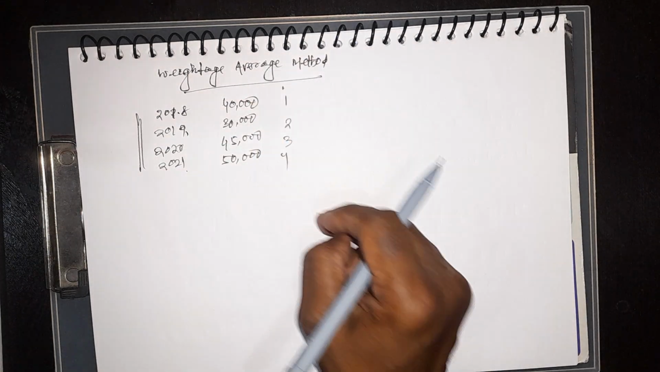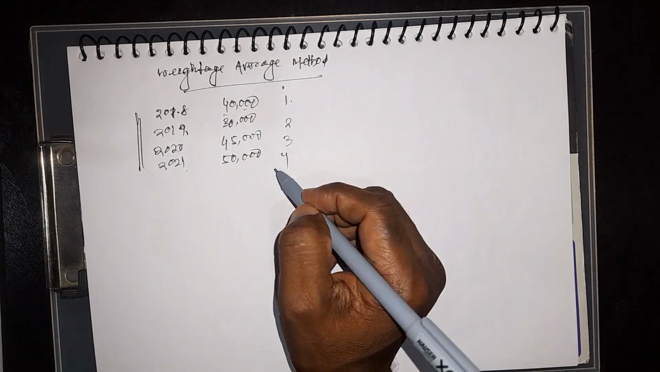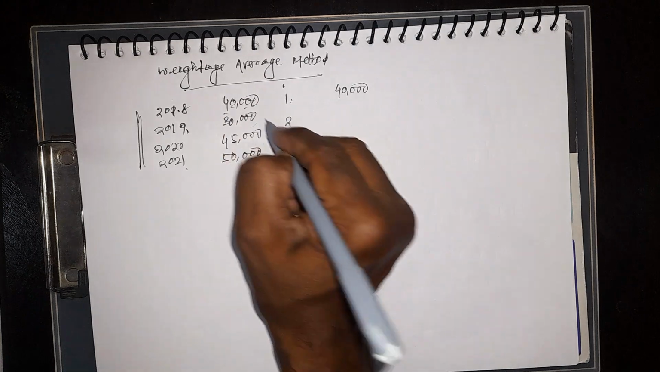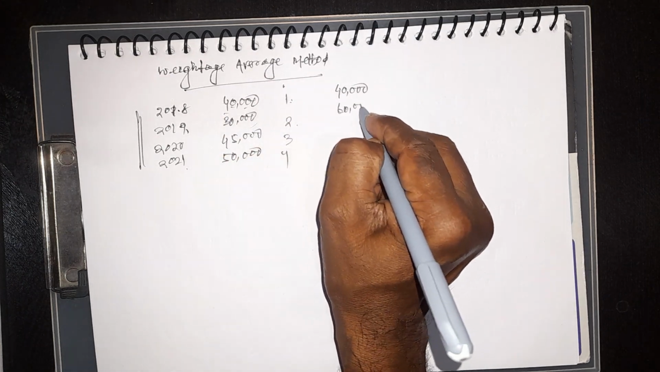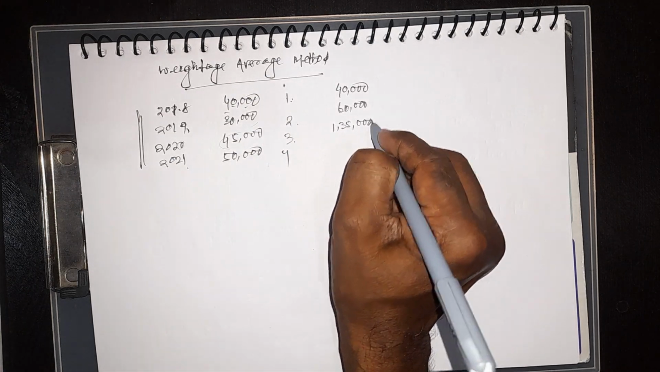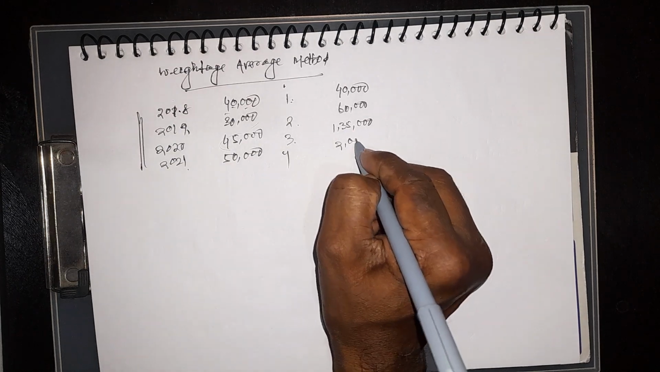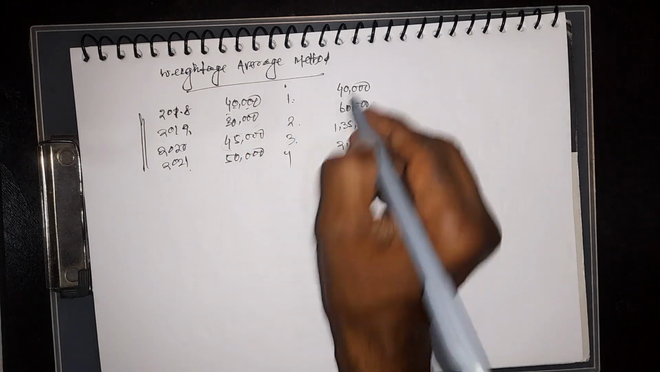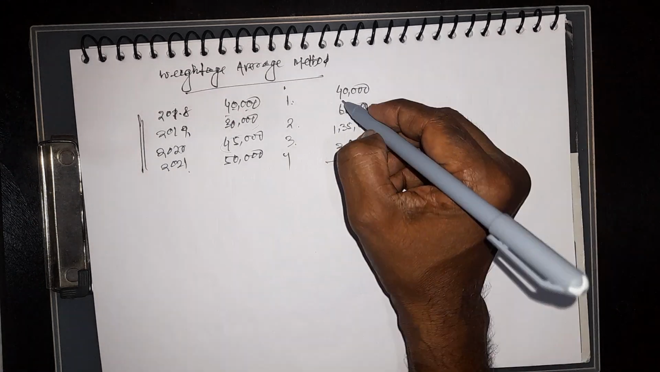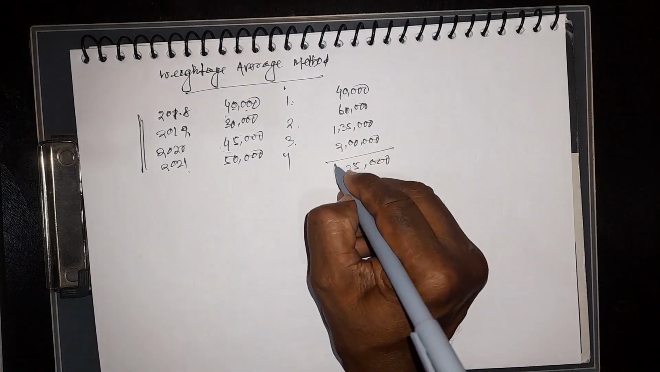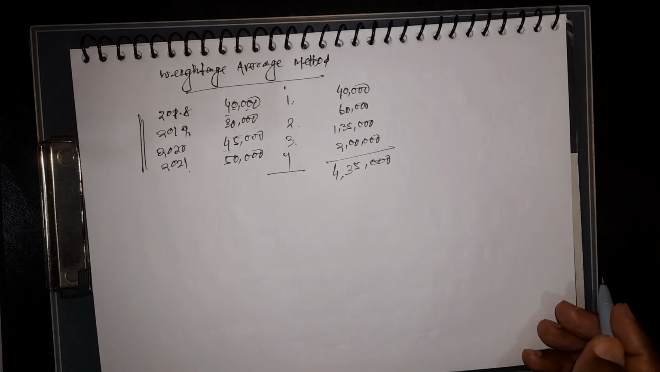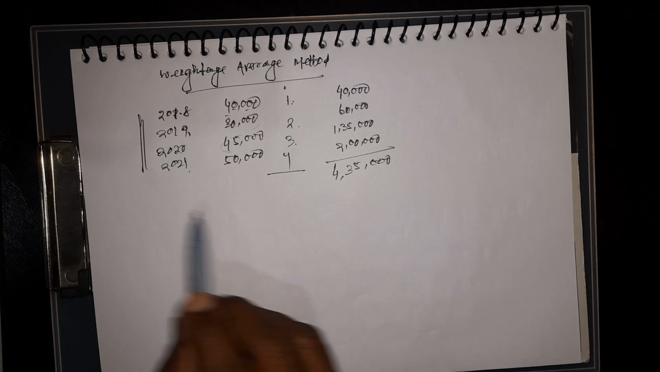So whenever weightage is given, you have to multiply the profit with the weightage. So 40,000 into 1, it will be 40,000. Clear? Similarly, 30,000 into 2, it will be 60,000. 45,000 into 3, you will write 1,35,000. And 50,000 into 4, it will be 2 lakh. So after multiplying, you have to add it. It will be 4,35,000. Clear?